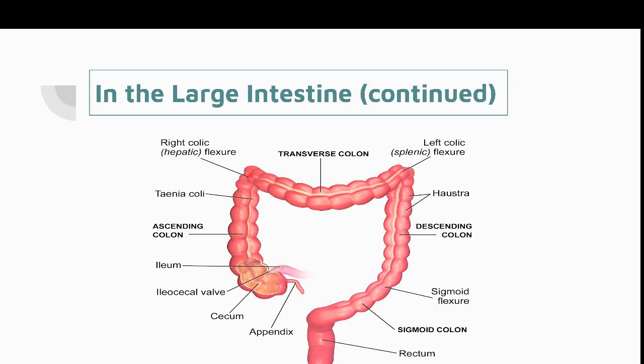This is the hepatic flexure, because the liver would be right around here. This is the transverse colon. This is the splenic flexure, because the spleen would be right here.